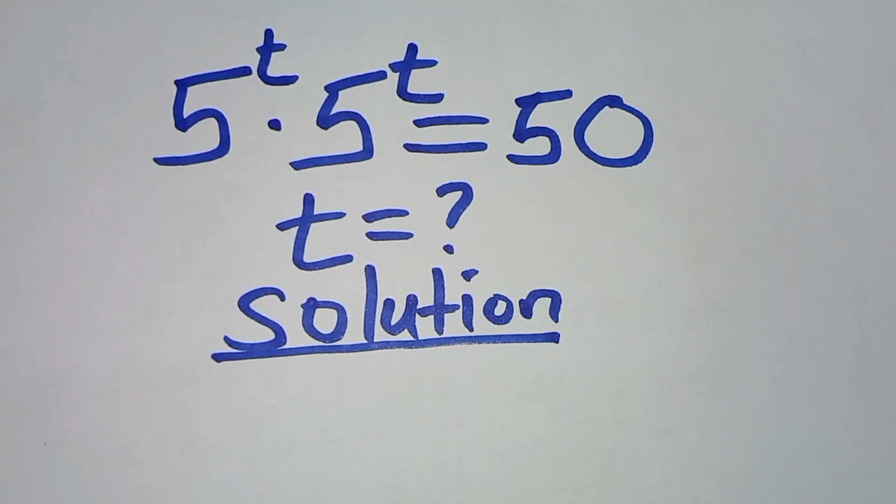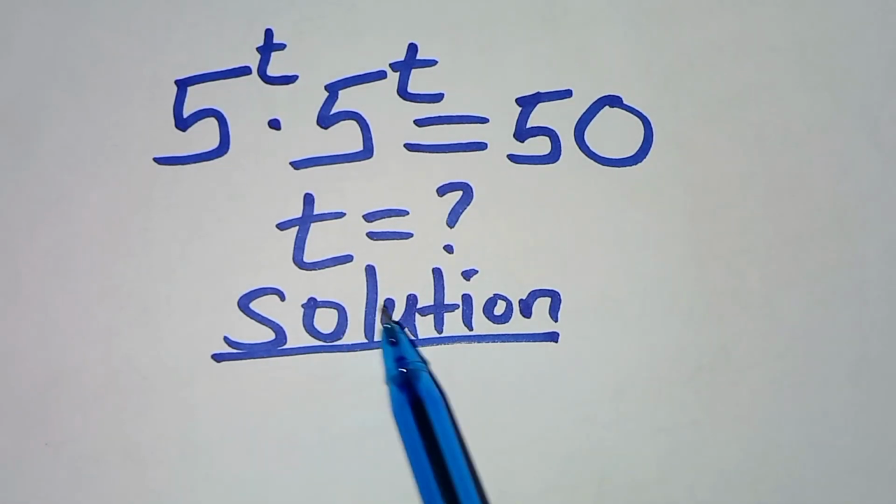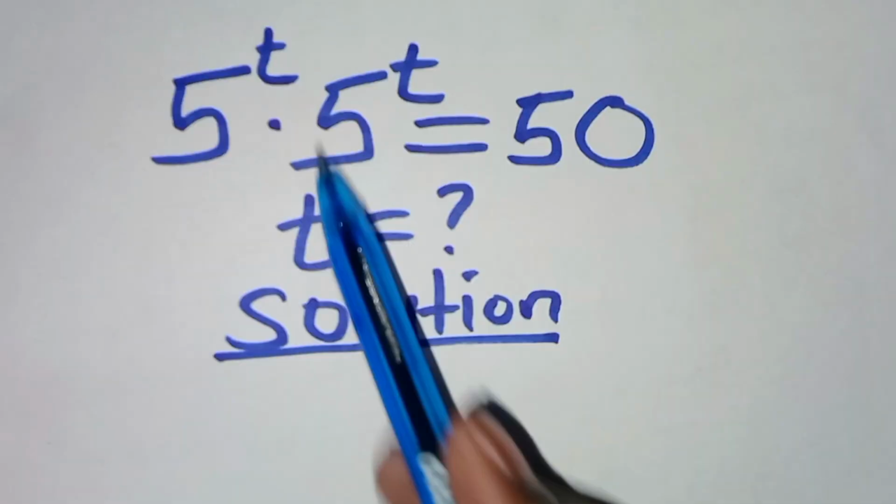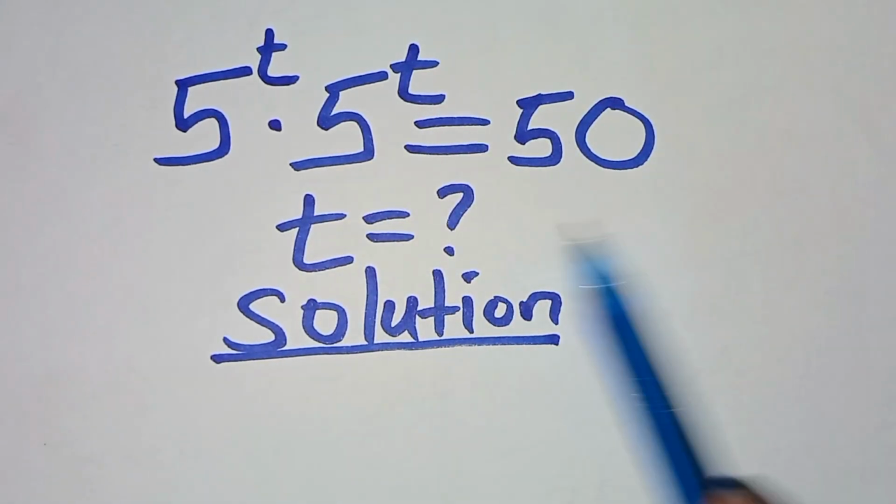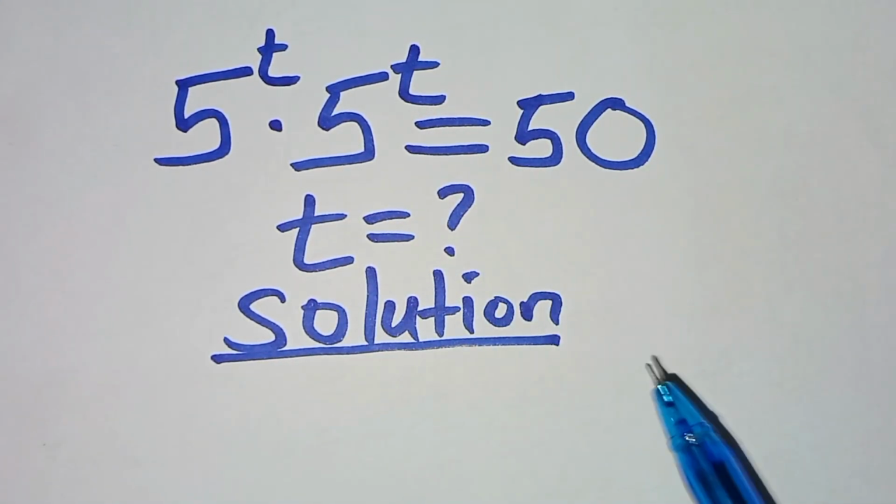Hello everyone, let's present the solution to this nice exponential equation: 5 to power t multiplied by 5 to power t is equal to 50. So what is the value of t?